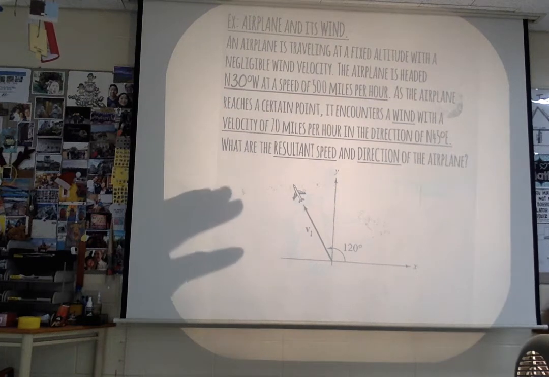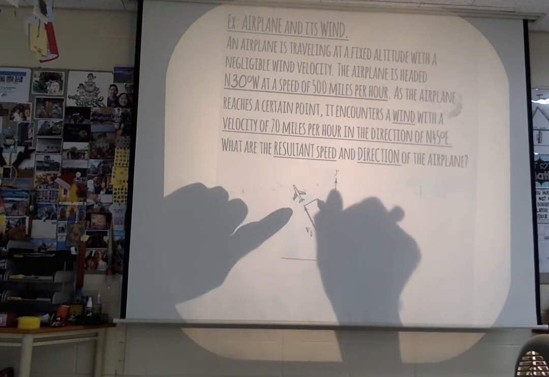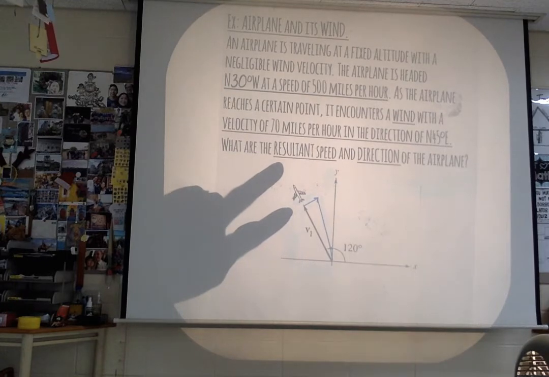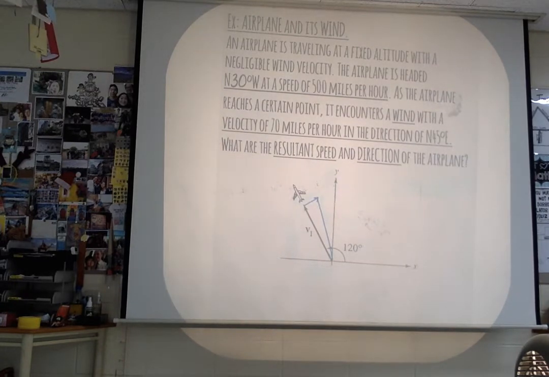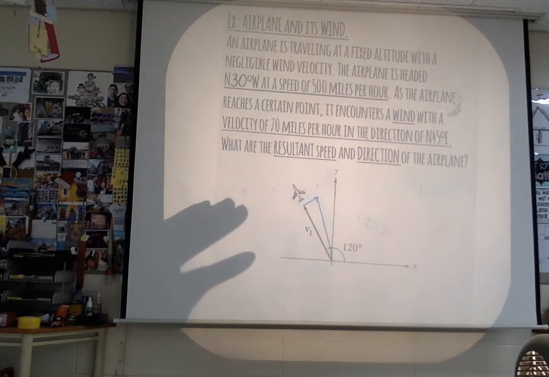So I'm going to show you another example of the airplane and its wind. And we'll try number 81 in class when I see you on Thursday, okay? So you guys, as I was saying, here's the airplane right now, but there's this wind, and the wind is pushing this airplane over here. And now it's here. So that means our speed is going to change, right? Our speed will change, and also our direction. So we'll have to find both of those.